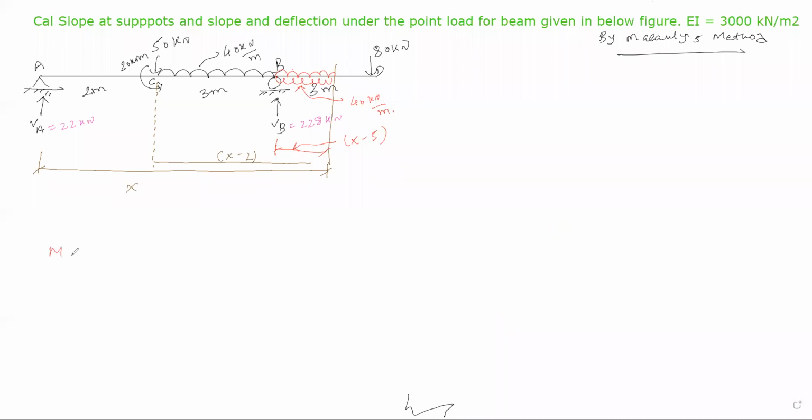So Mx equals plus VA into x minus 5, into x minus 2. Yes or no? First the dotted line, VA, will come after. You all know where to draw the dotted line. So I am not discussing it now.